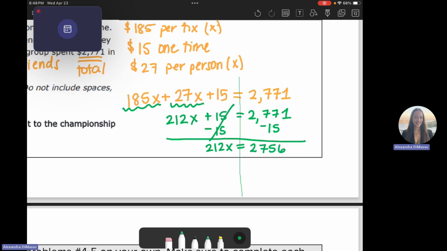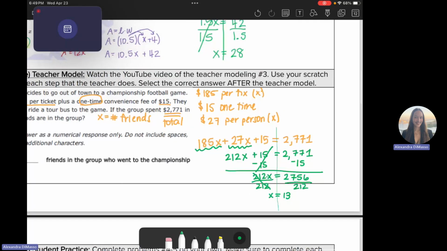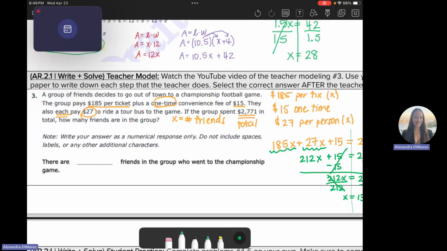I want to get x by itself. This is 212 times x. And so the inverse, or the opposite of multiplication, is division. So I'll divide both sides by 212. And I get a total of 13. So in total, there were 13 friends in the group who went to the championship game.